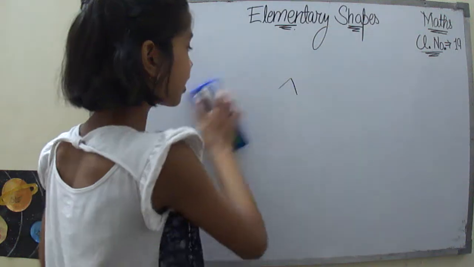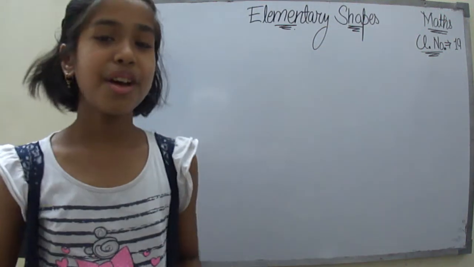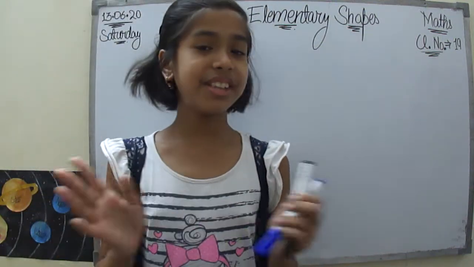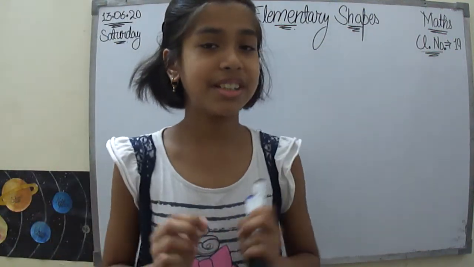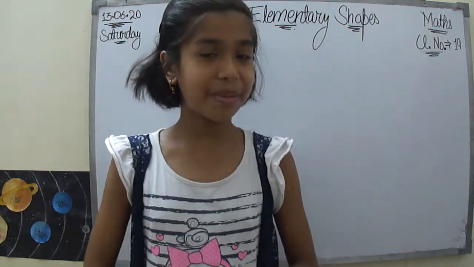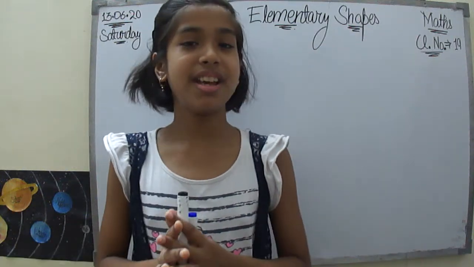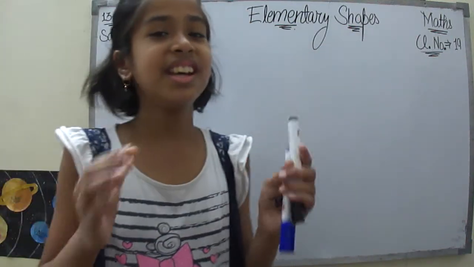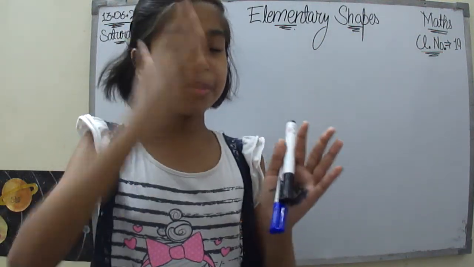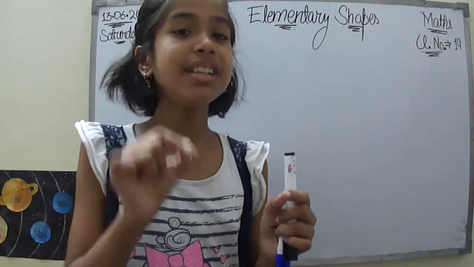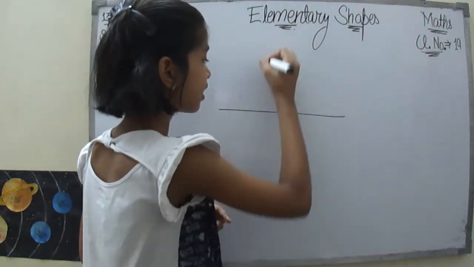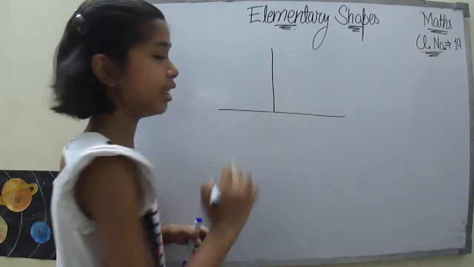Firstly, let me tell you what a perpendicular line is, and after that let's study about the triangle. So first, what is a perpendicular line? A perpendicular line is just the 90 degree. But the special thing about the perpendicular line is that it is two lines which intersect at 90 degrees. Something like this. So this is a perpendicular line.